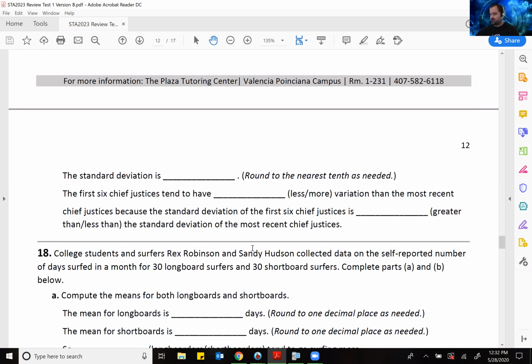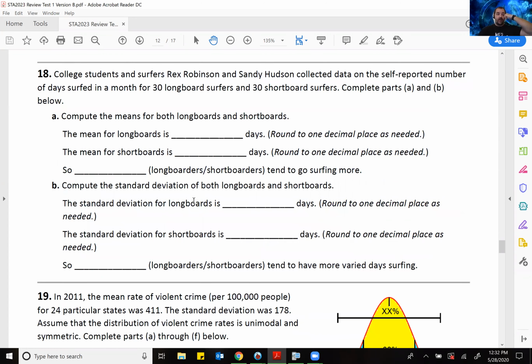All right. Moving on. Number 18. Okay, so I think you recognize this one. Now, the problem with this is, Deanna, I'm going to need the information for this. You forgot to include all the long surfers and short surfers for number 18. So technically, I can't do this one.